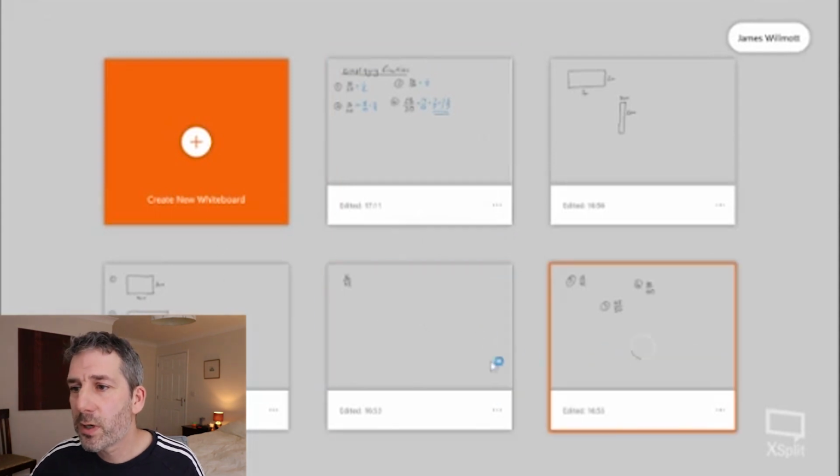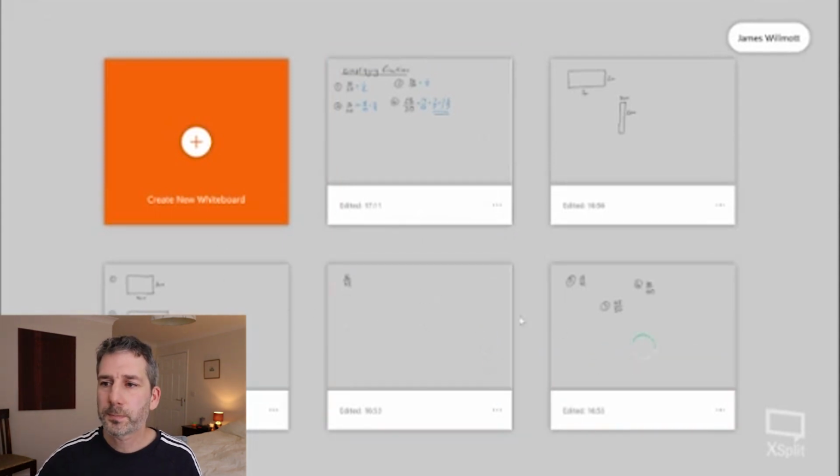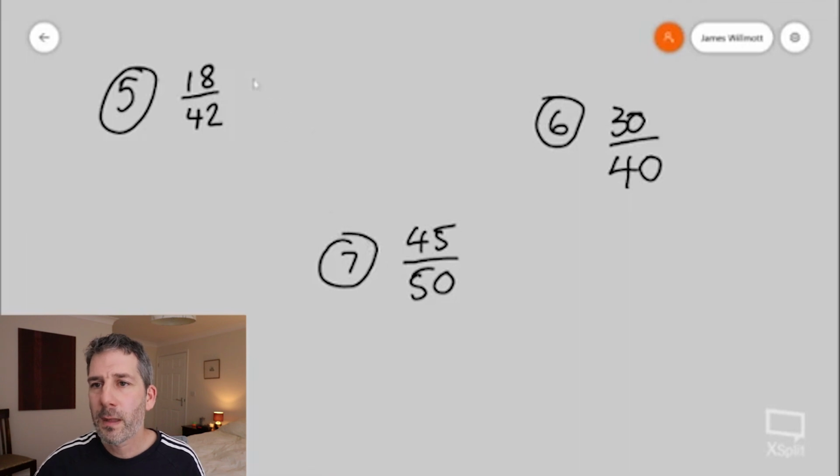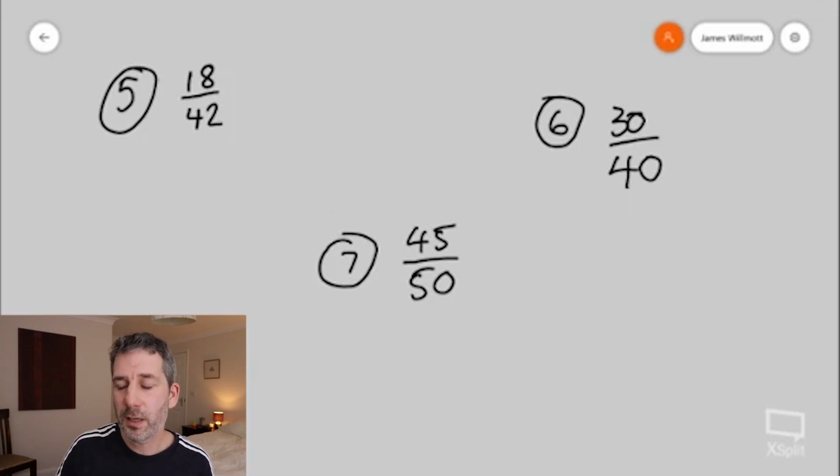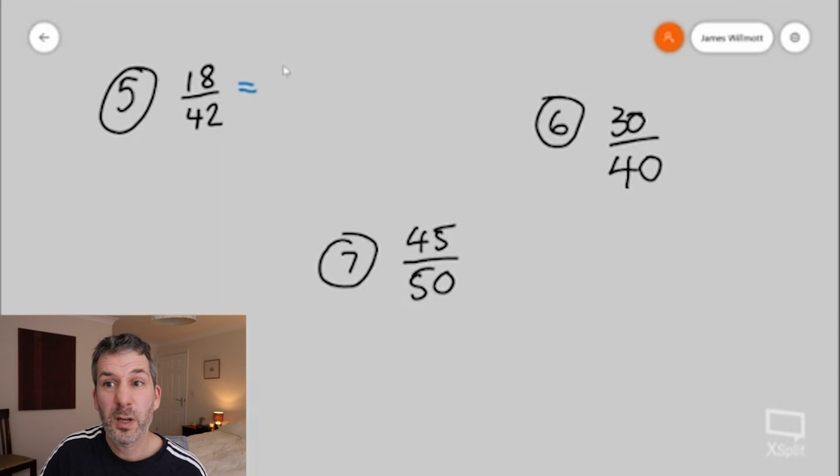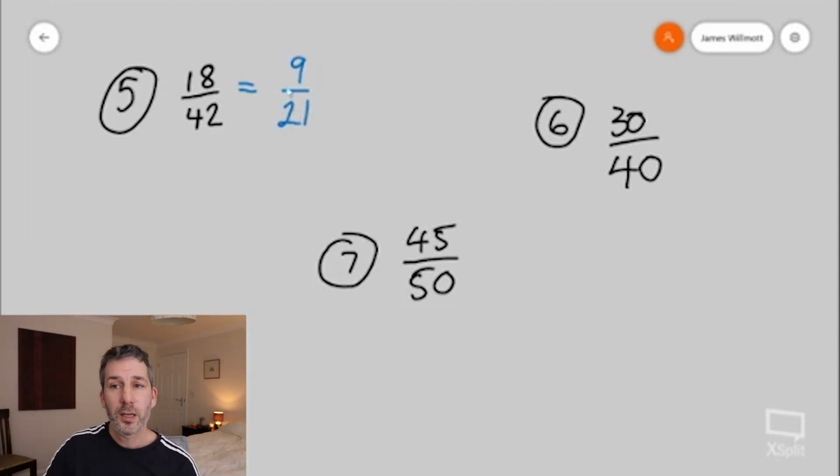Let's look at some slightly more complicated examples. Okay, moving on then. Number 5, we've got 18 over 42. Can both of these be divided by 2? Yes, they can. So 18 divided by 2 is 9. 42 divided by 2 is 21. And can both of these numbers in our new fraction, the 9/21ths, be divided by 2? No, they can't. They are not even numbers, so they don't divide by 2.